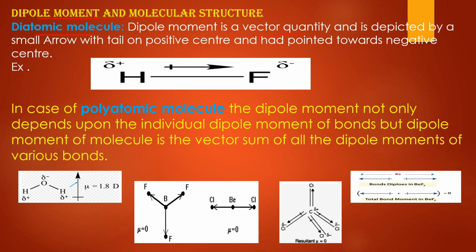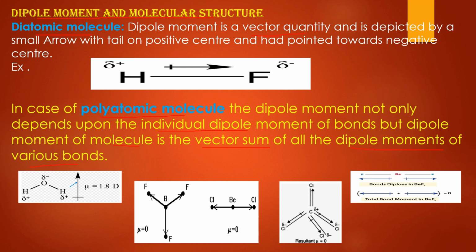So the resultant dipole is in this direction, from the less electronegative atom to the more electronegative atom, and the resultant dipole is this only. But whenever we talk about polyatomic molecules, the dipole moment not only depends on the individual bonds, but it depends on the dipole moment of the molecule. It is the vector sum of all the dipole moments of various bonds. For example, first I am taking the example of water. In water there are two bonds. This is one OH bond, this is another OH bond.